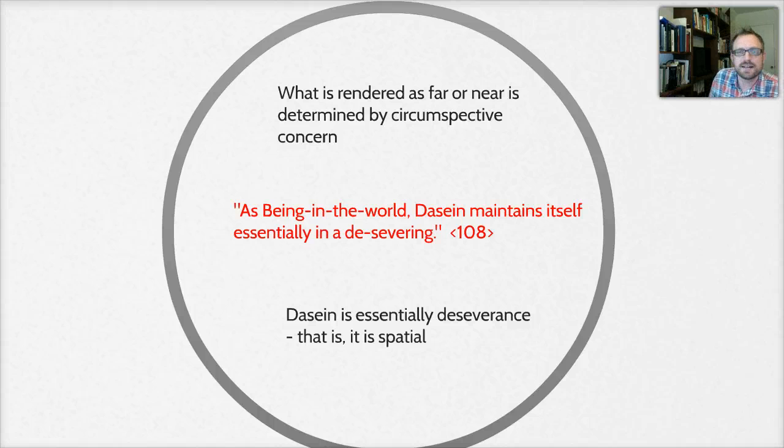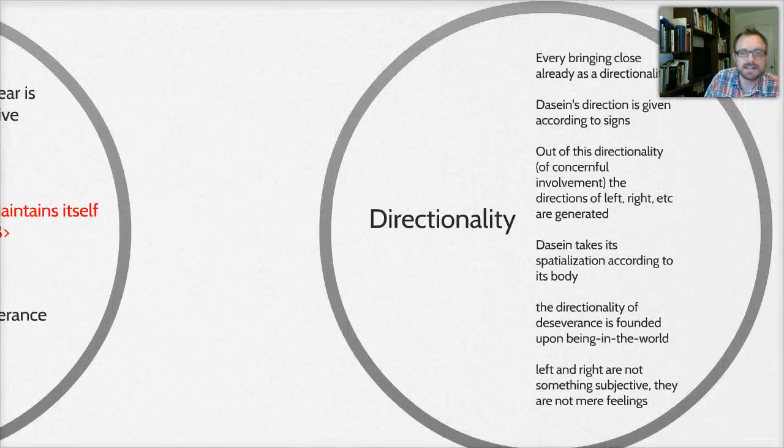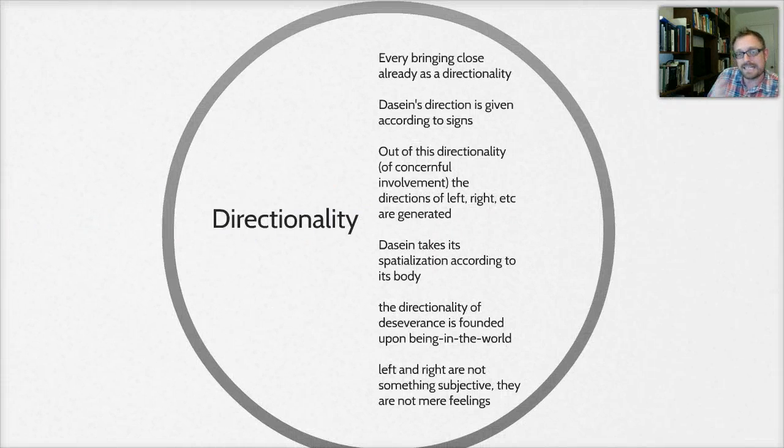Okay, it's interesting because Heidegger, of course, was living through his own technological shift in the 20th century, but in many ways, his discussion of Dasein's phenomenological involvement is apropos, essential for understanding the way in which we today are involved with technology. So as a being-in-the-world, Dasein maintains itself essentially in a dissevering character. Dasein is essentially disseverance. That is, Dasein is spatial. Dasein is spatiality.